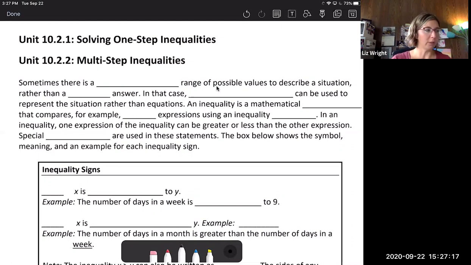So for starters, we're going to be filling in our blanks here, and it says sometimes there is a... oh my goodness. Handwriting is not so great.